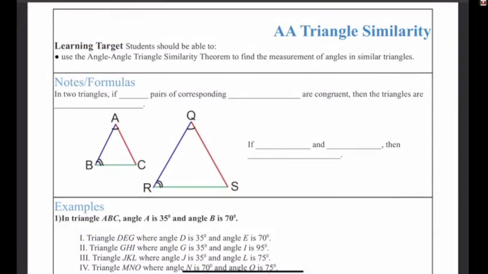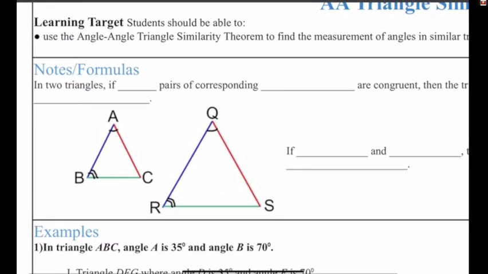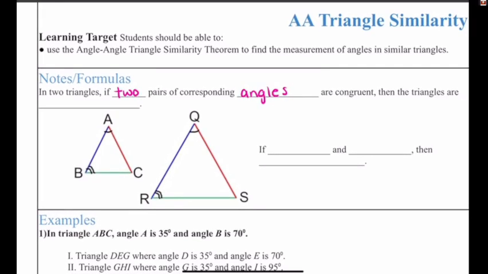Hey everyone, welcome back. Today we're going to be talking about the angle-angle triangle similarity theorem. Basically, when we have two triangles, if two pairs of corresponding angles are congruent, then you can say that your two triangles are similar.